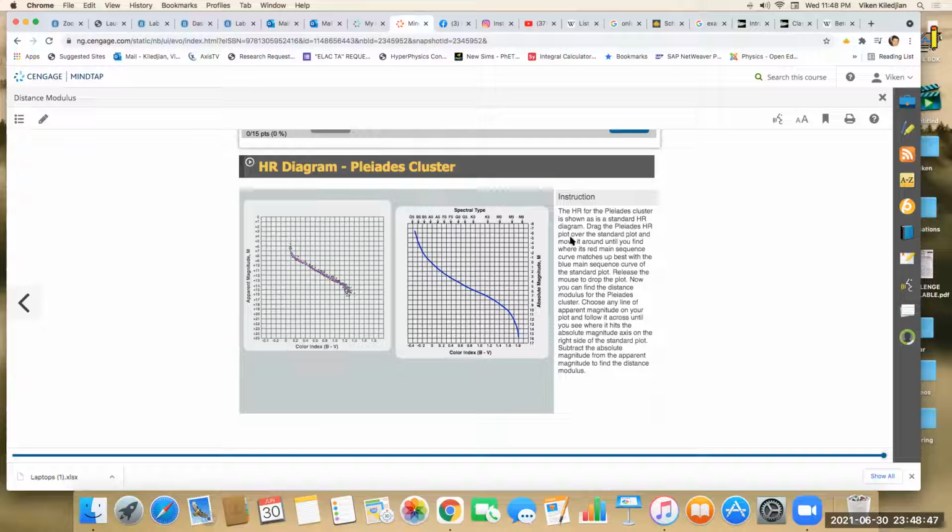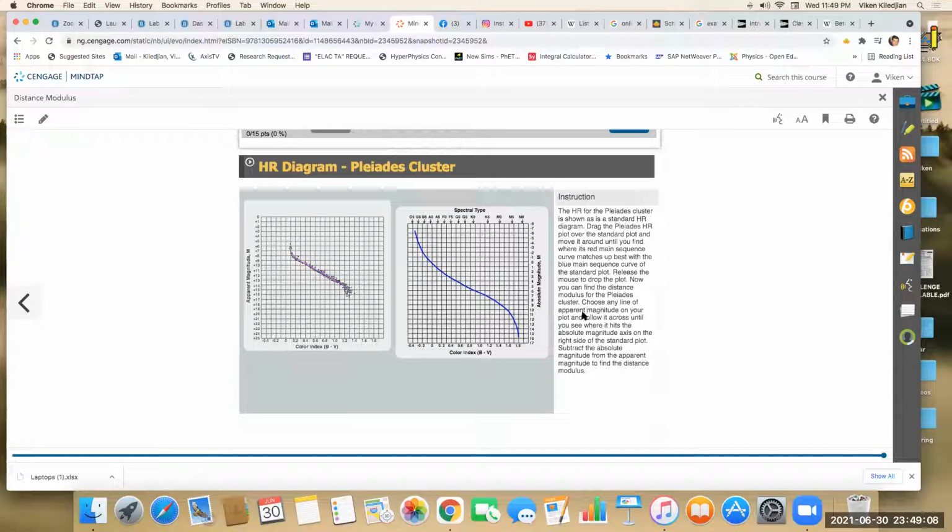Drag the Pleiades HR plot over the standard plot and move it around until you find where its red main sequence curve matches up best with the blue main sequence curve of the standard plot. Release the mouse to drop the plot. Now you can find the distance modulus for the Pleiades clusters.